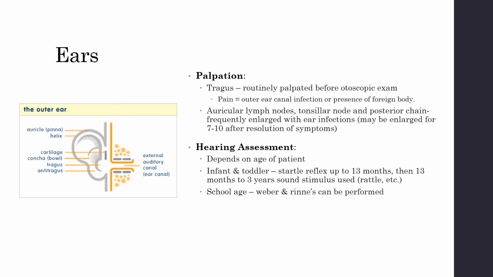If they're toddler age, you can also whisper in their ear and have them repeat words that you say. You can let them listen to a watch to see if they can hear the ticking of your watch. That's another way. When they get to school age, you can do your Weber and Rinne test with your tuning fork. Remember that you're going to use the 512 tuning fork for hearing assessment.